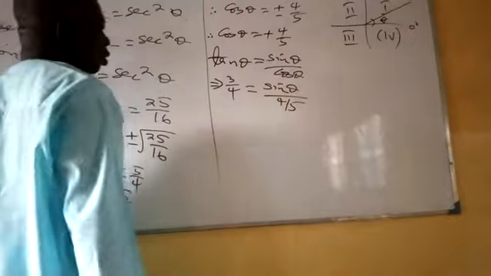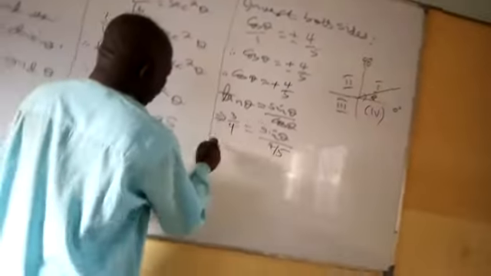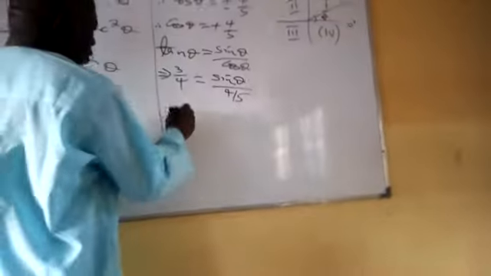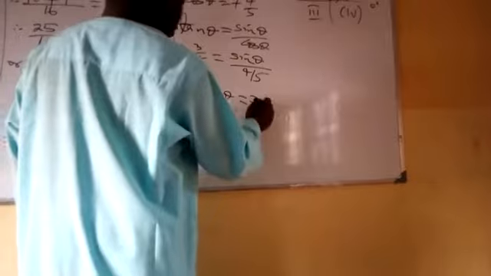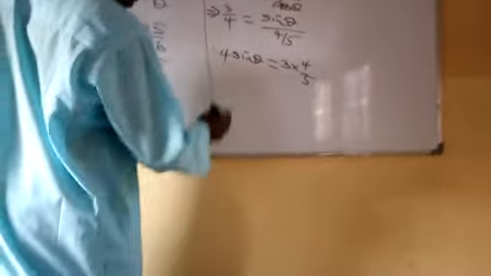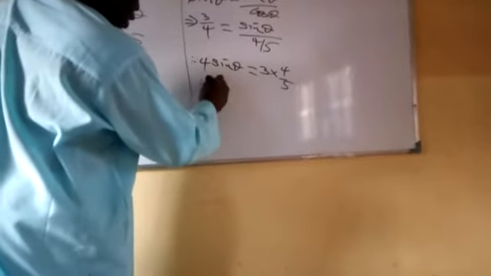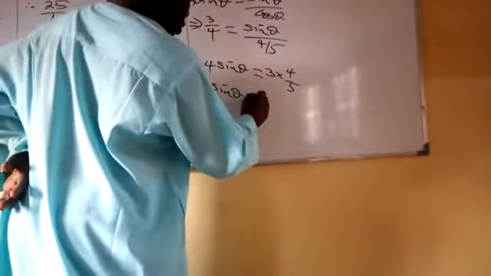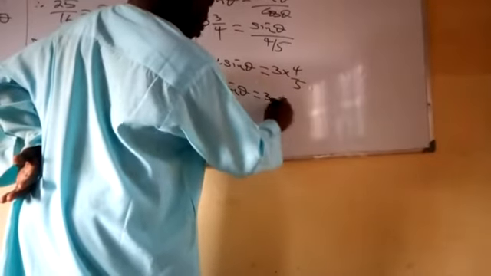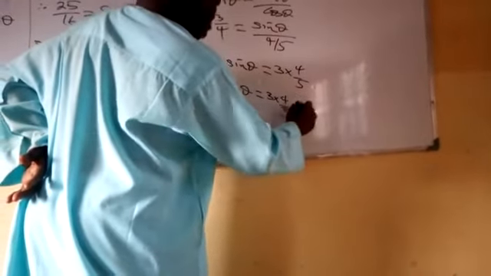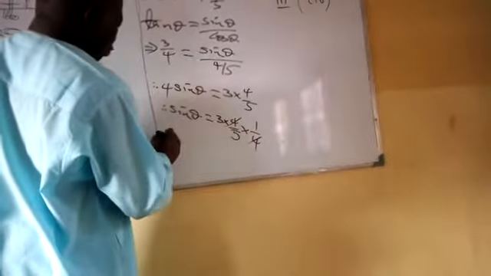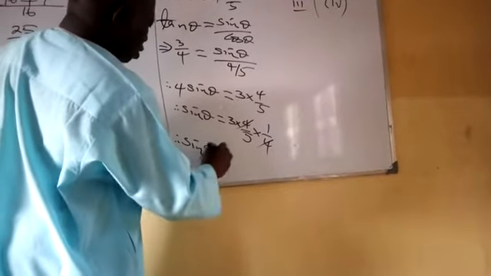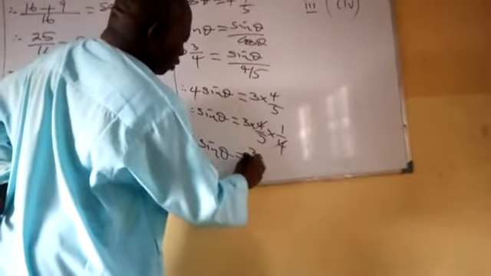Now I can cross multiply. If I cross multiply, I'm going to have 4 sin theta is equal to 3 times 4 over 5. Now divide both sides by 4. So I have sin theta is equal to 3 times 4 over 5 times 1 over 4. This 4 will cancel this 4. So what am I left with? I have sin theta to be 3 over 5.